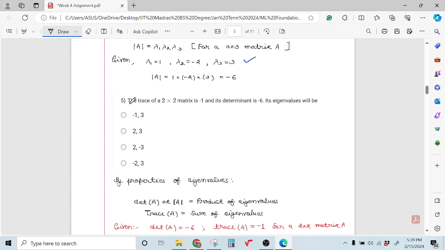The next problem is: the trace of a 2 cross 2 matrix is -1 and its determinant is -6.